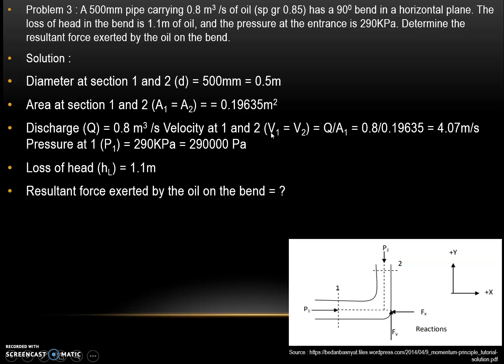Discharge Q equals 0.8 meter cube per second. Velocity at 1 and 2, V1, is equal to Q by A1. Q is 0.8 and A1 is 0.19635. So we get velocity V1 equal to 4.07 meter per second. Pressure at section 1, P1, equals 290 kPa, which is equal to 290 into 10 raised to 3 Pascal. Loss of head equals 1.1 meter.